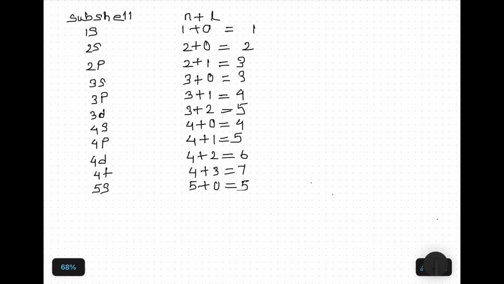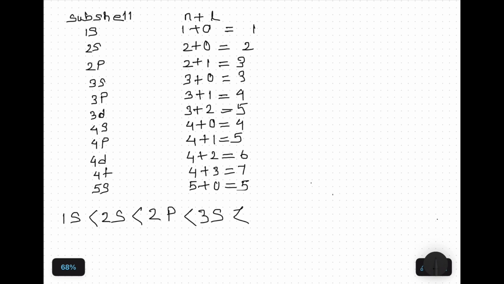So from this chart you can see the value of N plus L is 1 for 1s. So 1s has least energy and it will fill first. Next the value is 2, that is for 2s. Then 3. 3 is for 2p and 3s. Here as the value of N plus L are same for 2p and 3s, you have to look at the value of N and that is less in 2p. So next to 2s it's 2p and then 3s.